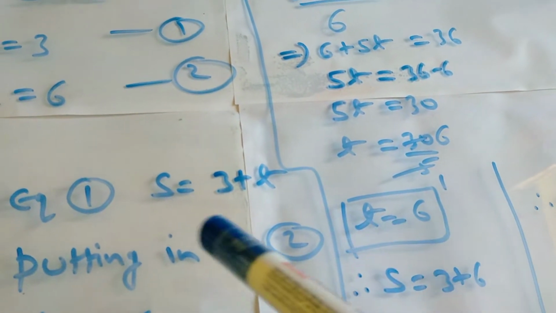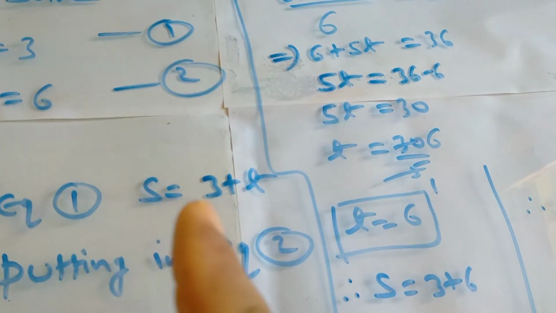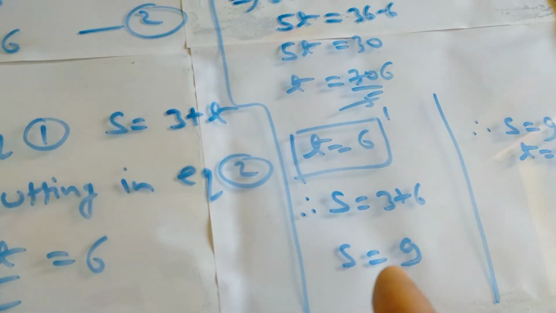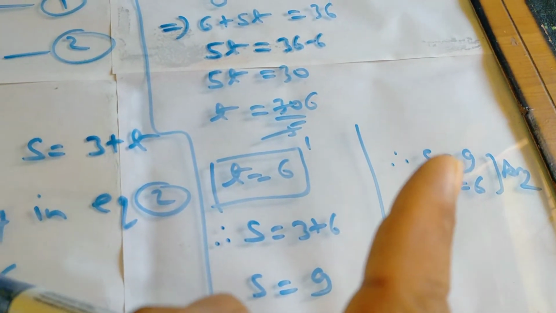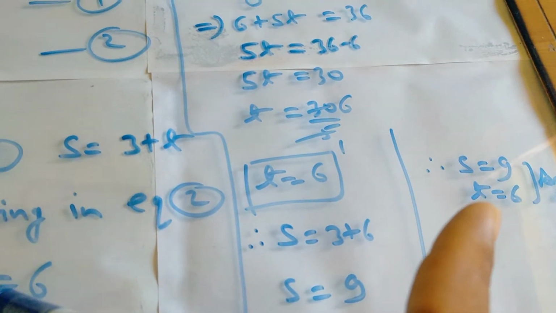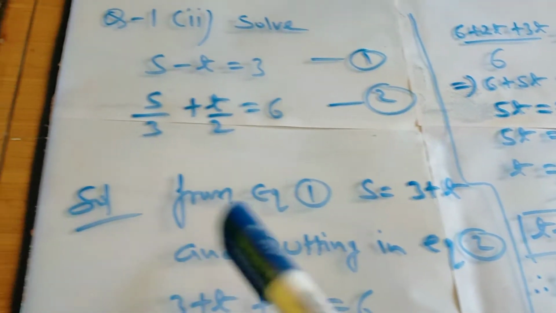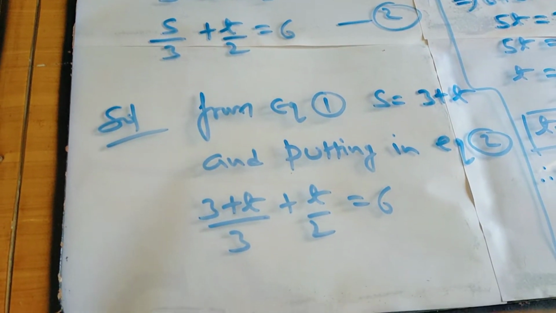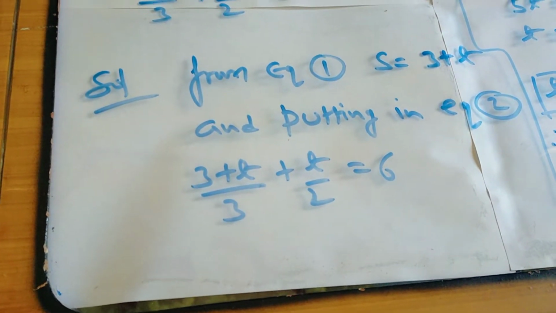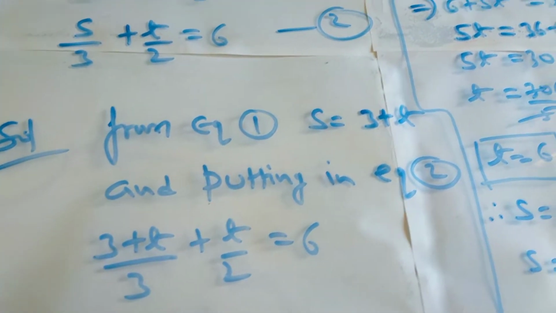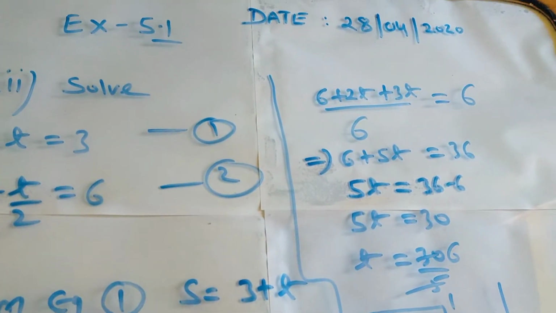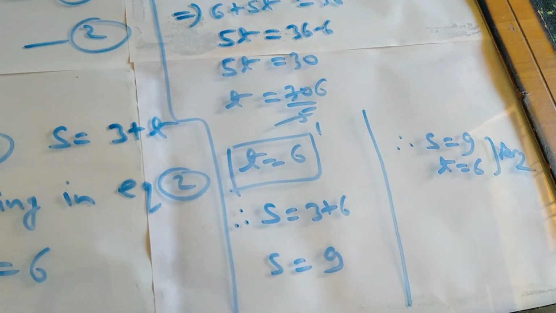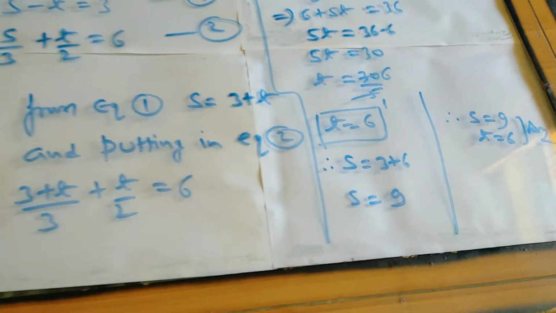And this t I substituted here because s is equal to 3 plus t. So it is 3 plus 6. It is 9. So we got the answer. s is equal to 9 and t is equal to 6. This is the first question, second part. So look at it once more so you can get the idea. You can copy this down in your fair notebook. And the answer should be 9 and 6.